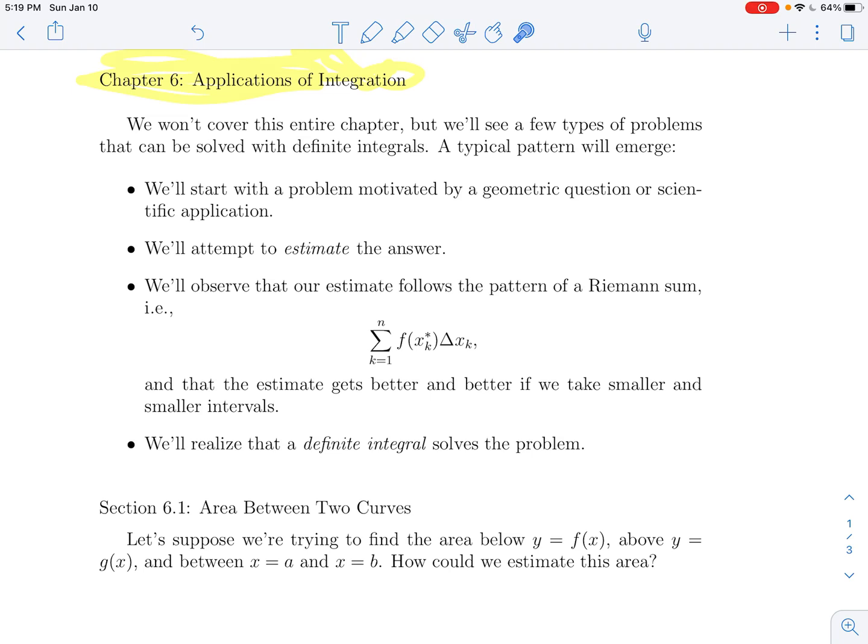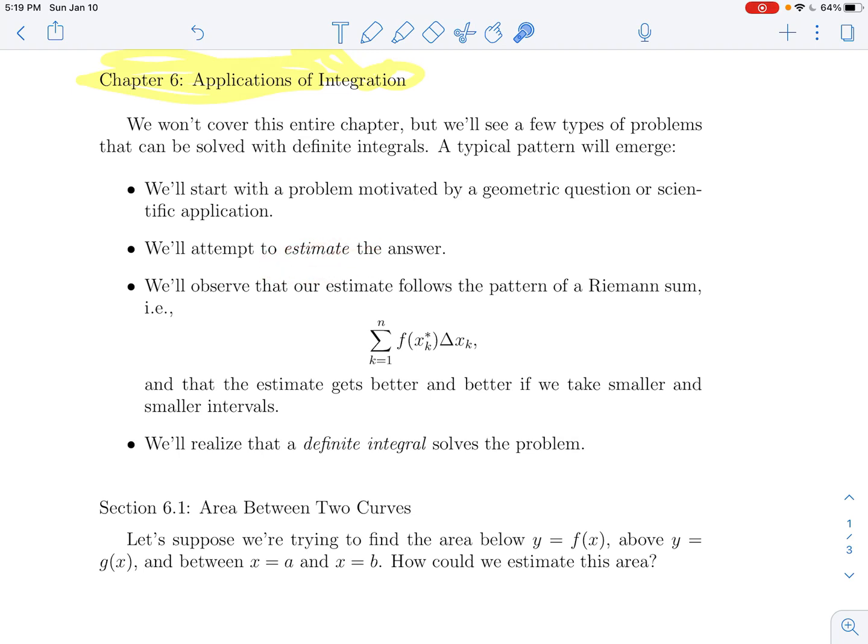In future math or science classes, you may see some of these. And even though all the formulas are different, it's helpful if you understand how they're all part of the same process. So the idea is we begin by just taking some problem motivated by a geometric question or a scientific application, measuring energy, measuring a volume of some irregular shape, something like that. And then we just find a way to estimate the answer.